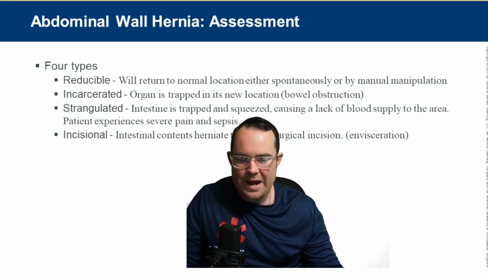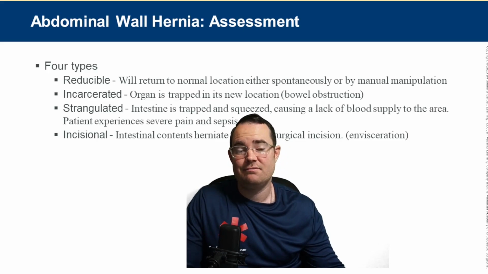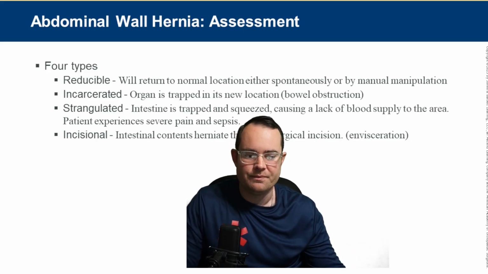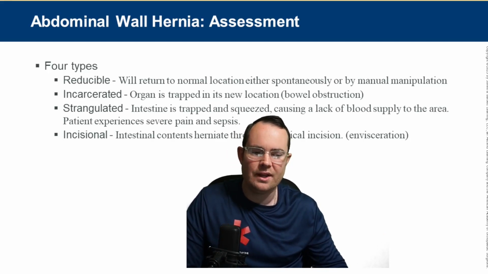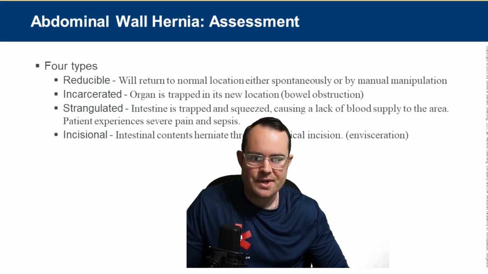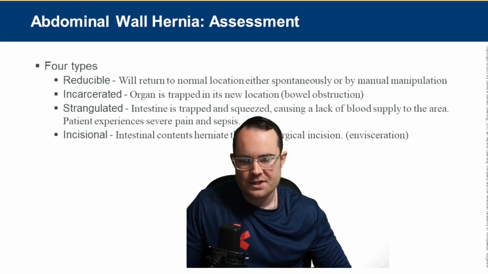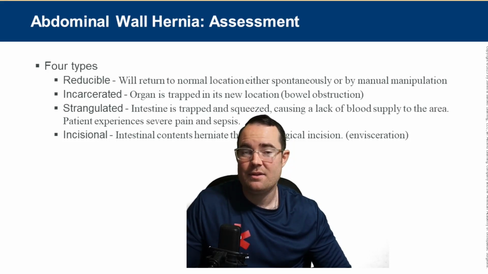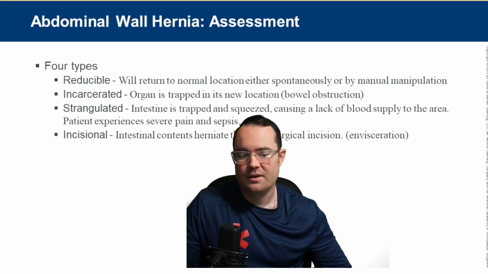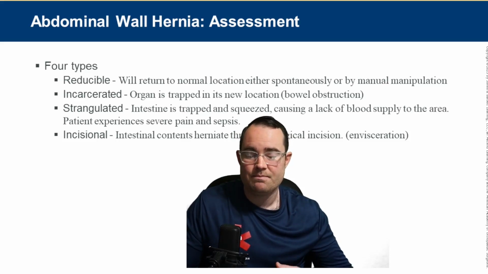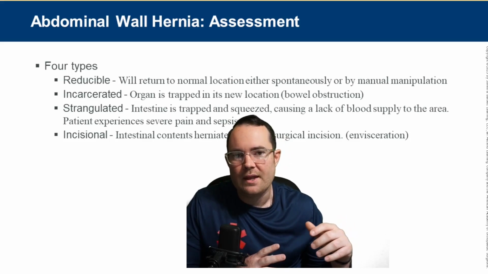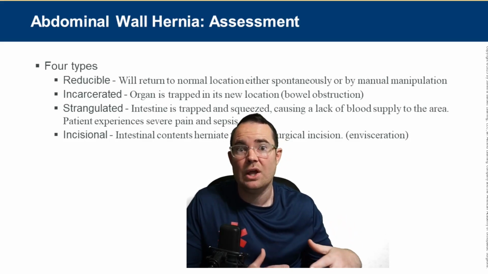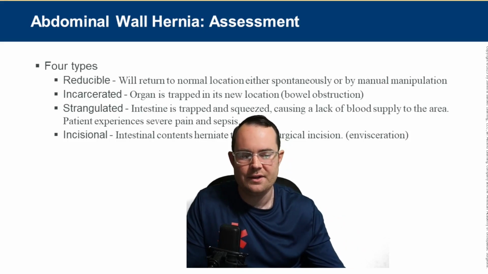Incarcerated, organ is trapped in its new location. This can often cause something like a bowel obstruction, right? The organ actually gets trapped by the hernia. A strangulated hernia, the intestine is trapped and squeezed, causing a lack of blood flow to the area. And this is when the patient will experience pain. Okay. So the hernia actually stops blood flow. It doesn't just push up against the organ and trap the organ, but it actually stops blood flow to the organ. That's called a strangulated abdominal wall hernia.